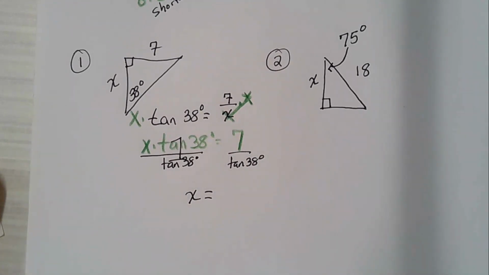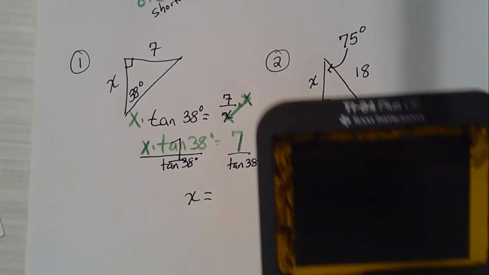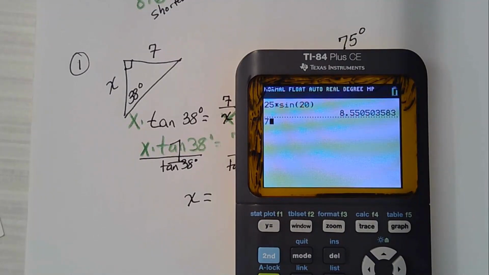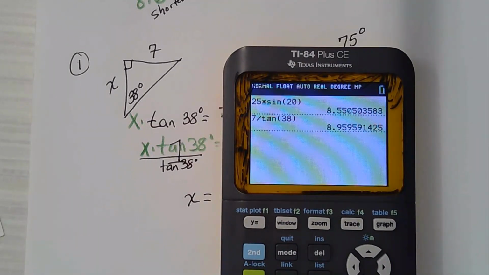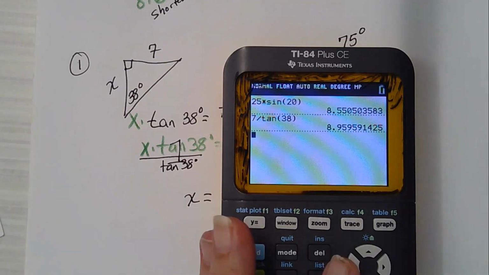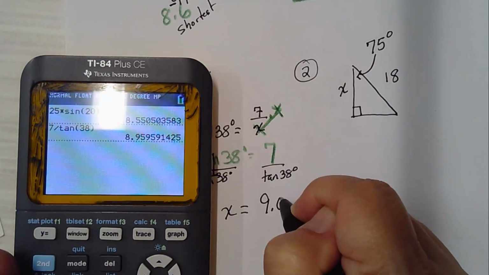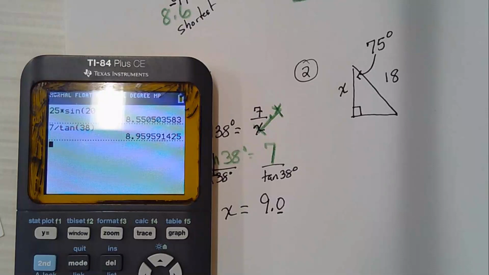And when x is by itself, it's time to pick up my calculator. And I'm going to do 7 divided by the tangent of 38 and close my parentheses. And I'm going to get that number on my calculator. And if I said to round to the nearest tenths, I would actually round to a 9.0. Because when you round to the tenths place, you need to actually have a digit in the tenths place.